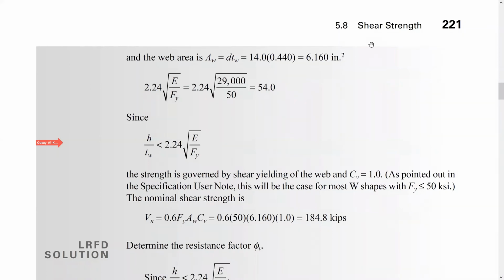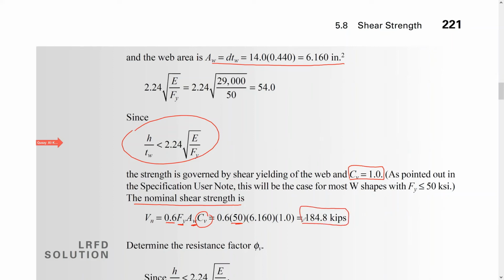So here, guys, we are ready to calculate the nominal shear strength, which is Vn equals 0.6 Fy Aw Cv. Fy is given to us as 50, the web area we calculated from here, and we decided to take C sub V as 1 based on this condition, which is met here. So the shear is equal to 184.8 kips. So this section can carry this much shear. Now we need to find the LRFD method strength and the ASD method strength.